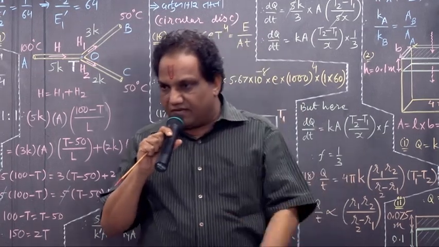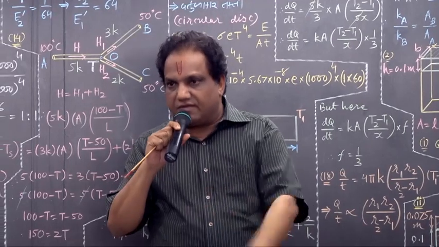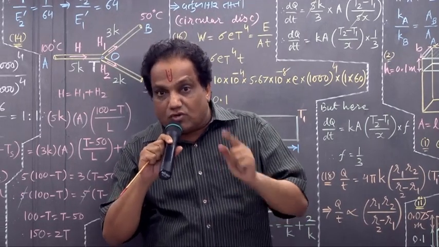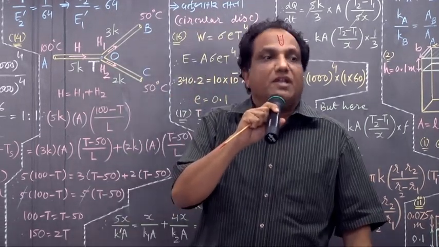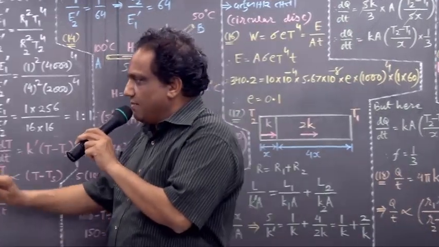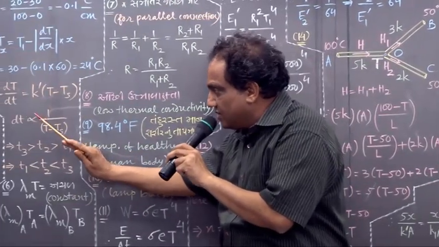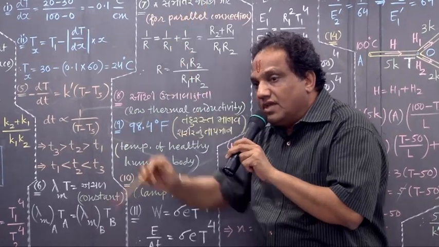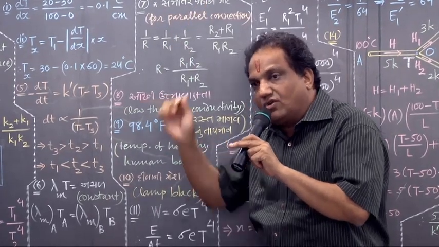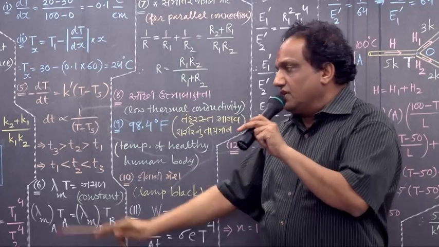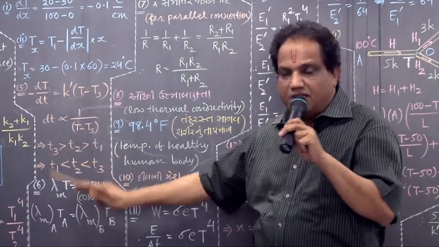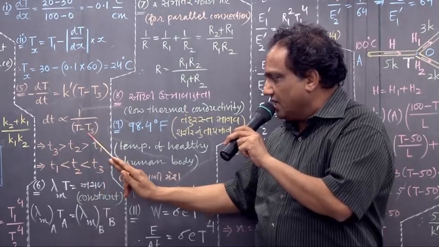40. 80 minus 50, 30. 70 minus 50, 20. So the difference goes on decreasing. And as this temperature difference goes on decreasing, the corresponding time will go on increasing. In the first case time was T1, later on T2, later on T3. So T3 is the highest time. T3 is the highest. So T3 greater than T2 greater than T1.